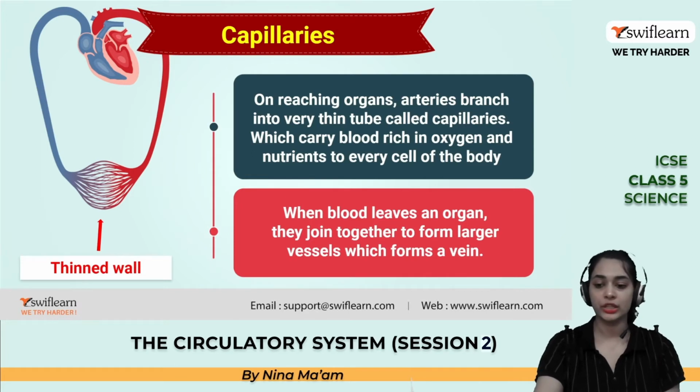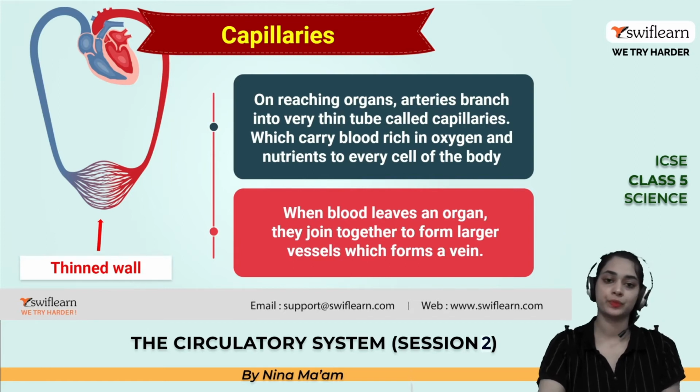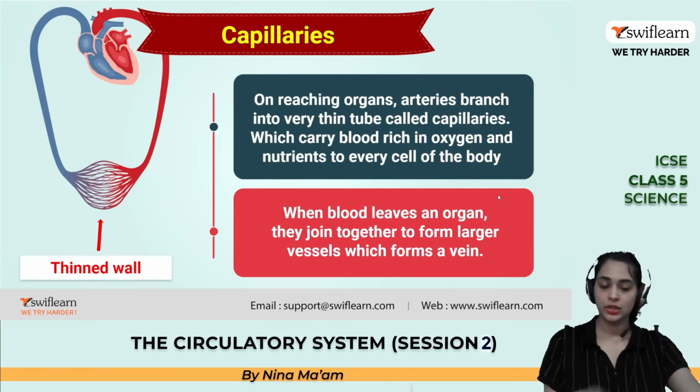It helps with the coordination of the arteries and veins. In addition, it facilitates the exchange of certain elements between your blood and tissues. In organs, arteries branch into very thin tubes called capillaries. Capillaries are the thinnest tubes present, and they carry oxygen-rich blood and nutrients to every single cell in our body. When blood leaves an organ, the capillaries join together to form a larger vessel, which forms a vein.